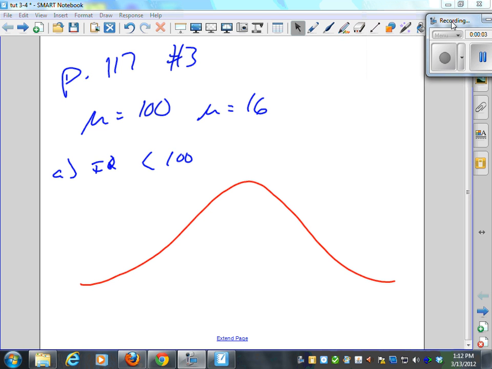Okay, so we'll begin by having a look at a question from yesterday. This is page 117, number 3. It was assigned yesterday, for those of you that may not have been here. The question reads, the Stanford-Binet IQ scores of Canadians are normally distributed with a mean of 100 and a standard deviation of 16. So what does that mean?